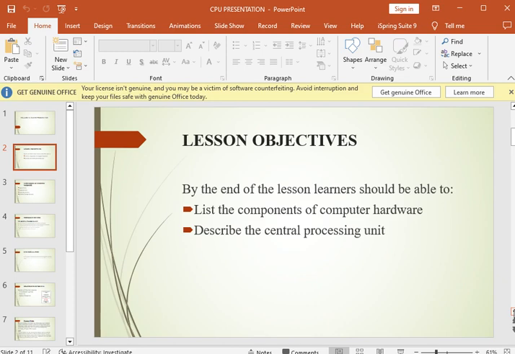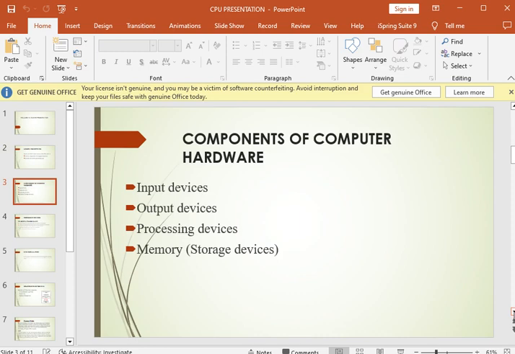Our lesson objectives are as follows. By the end of the lesson, the learner should be able to list the components of computer hardware and also be able to describe the central processing unit. We are dealing with the components of computer hardware, and as you can see, we have four components, that is input devices, output devices, processing devices, and memory, that is storage devices.